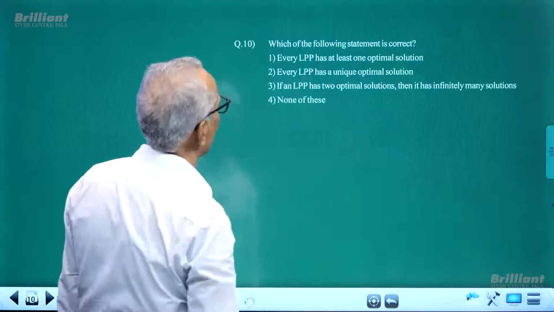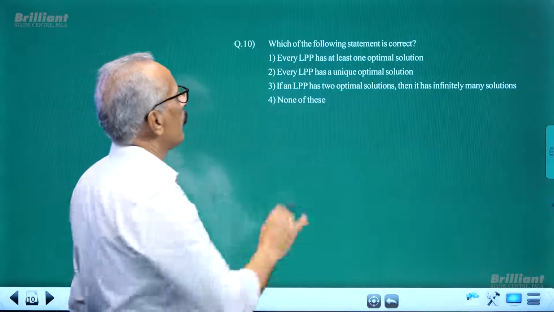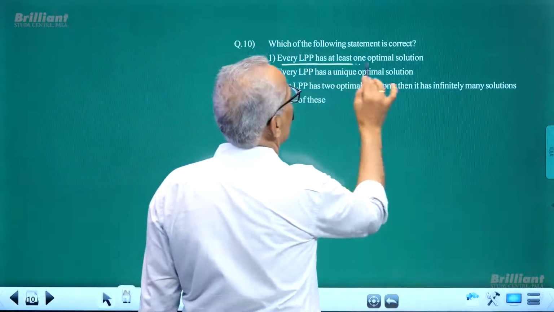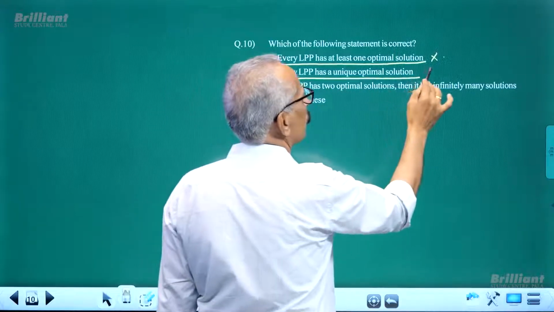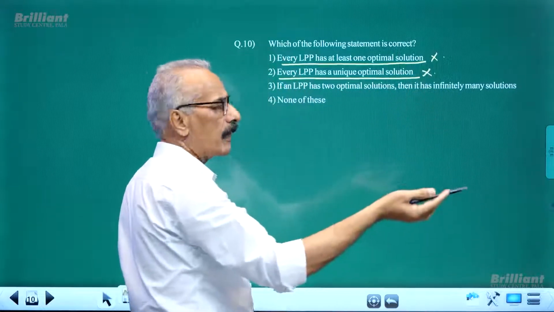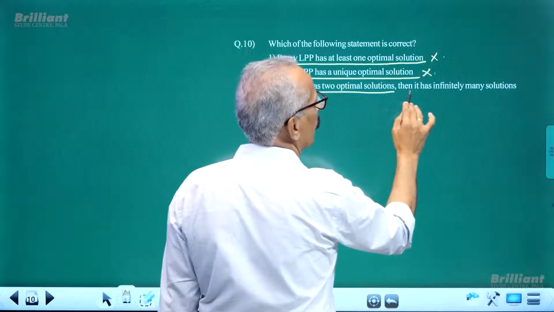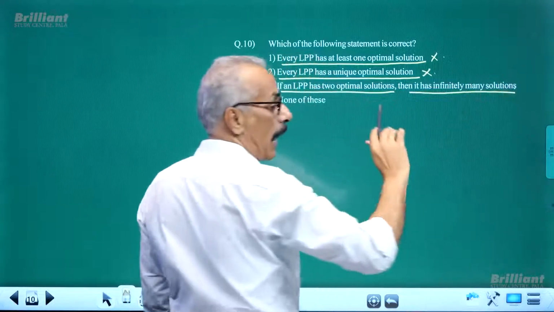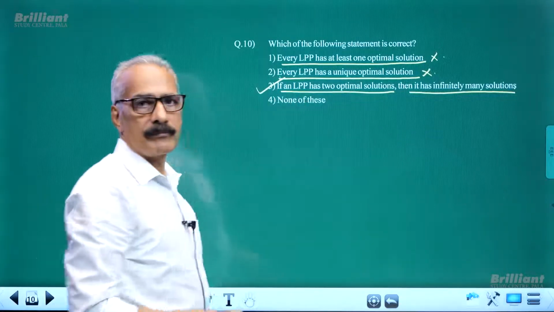On to question number 10. Which of the following statements? Every LPP has at least one optimal solution. Not necessary. Every LPP has a unique optimal solution. Not necessary. It has got infinitely many solutions too. If an LPP has 2 optimal solutions, then it has infinitely many solutions. That's called iso profit, iso loss line. That is true.